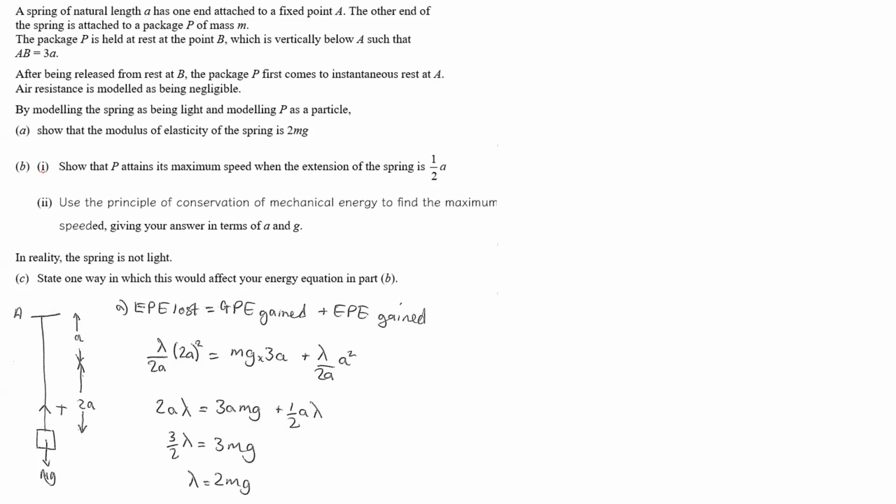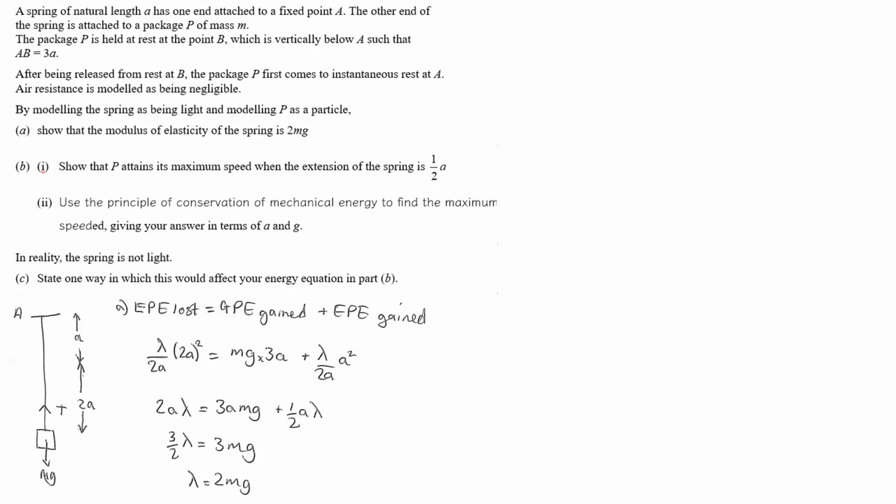Now remember, extension doesn't necessarily have to be extended. The spring could be squashed. It's the same formula. So even though the natural length is a, it's gone past the natural length, so the extension is still a, but into the actual spring. So I've simplified it and I've got lambda is equal to 2mg, what they asked for.